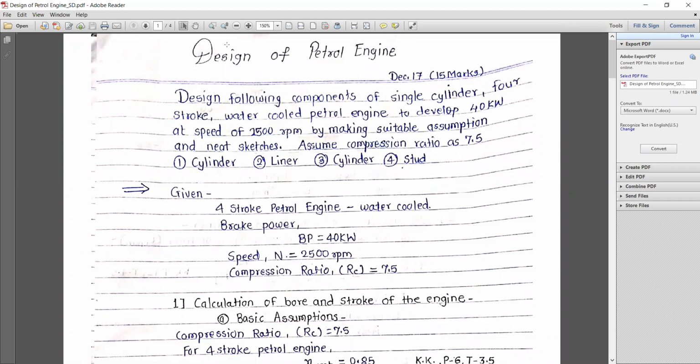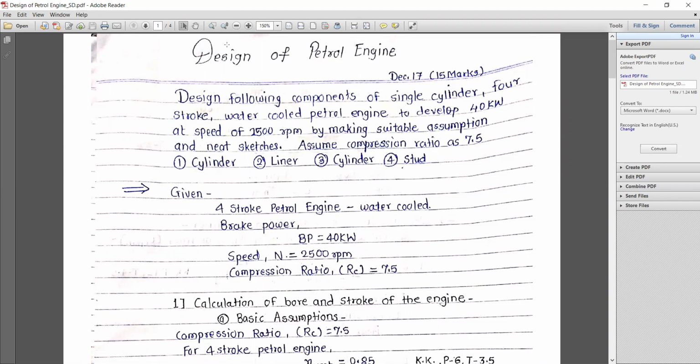The procedure in an IC engine, whether the design is of diesel or petrol, is mostly the same for both. That's why I have prepared a standard procedure for the design of an IC engine. Okay, so let's start with the problem.